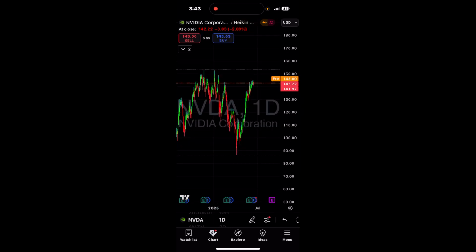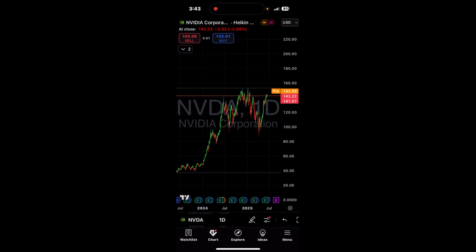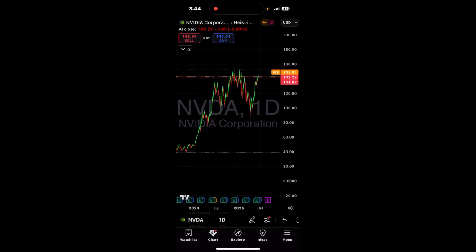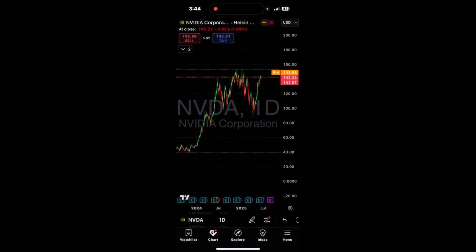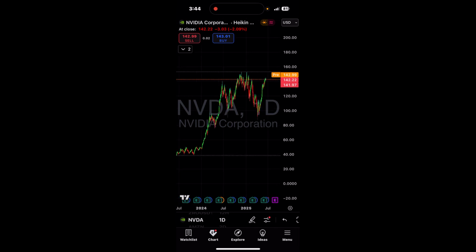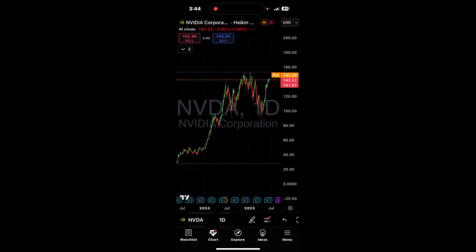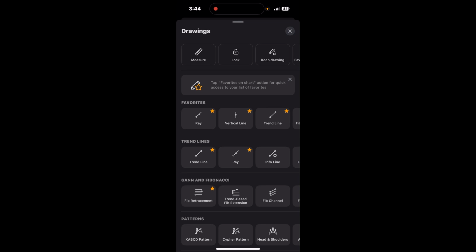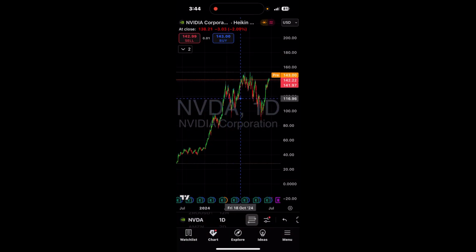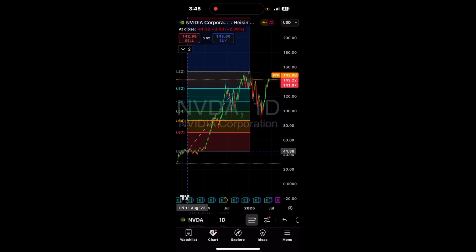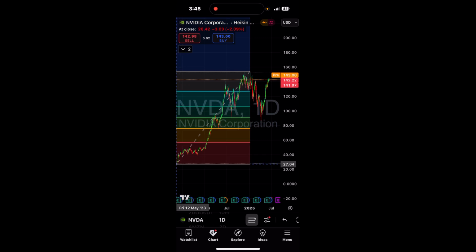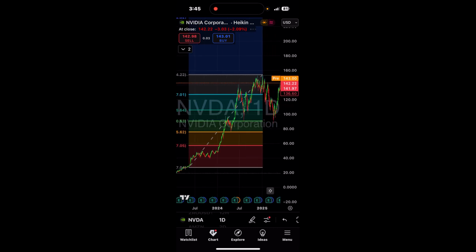And the first thing, now NVIDIA, we can tell right off the bat that it's in a bullish situation. So what we want to do is get our Fibonacci, and we want to get to the highest point, which is right up here. So you get to your highest point and you go down to your lowest point, which is right around here.